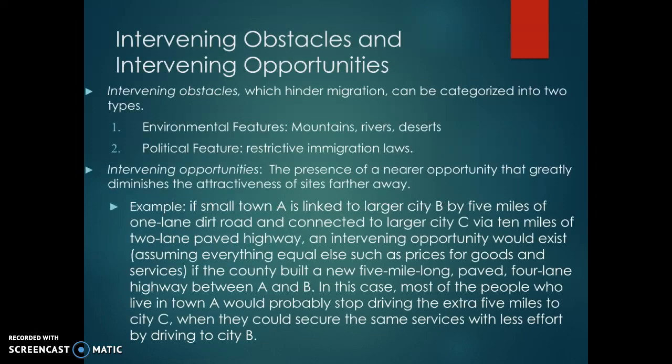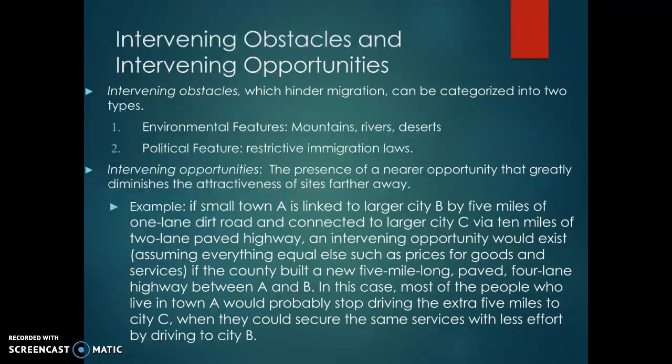Alright, so we're going to talk about intervening obstacles and intervening opportunities right now. So intervening obstacles, you guys might have saw this in your reading for key issue 3. These are split into two different categories. Environmental features, which would be mountains, rivers, deserts, anything that is difficult to cross would be an obstacle. A political feature that could be an obstacle could be something just as simple as restrictive immigration laws, which we would see in Mexico, on Mexico's border with the United States, as well as anywhere where Syrian refugees are trying to enter.